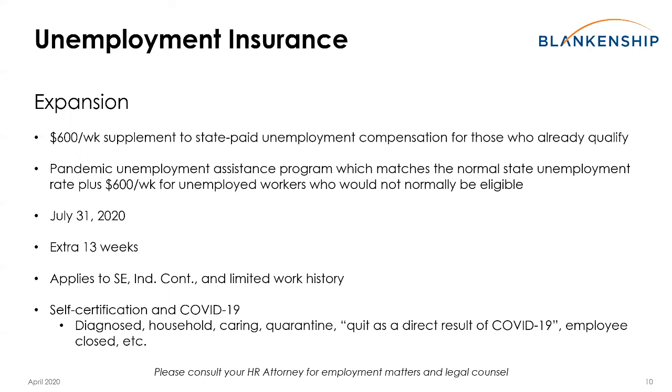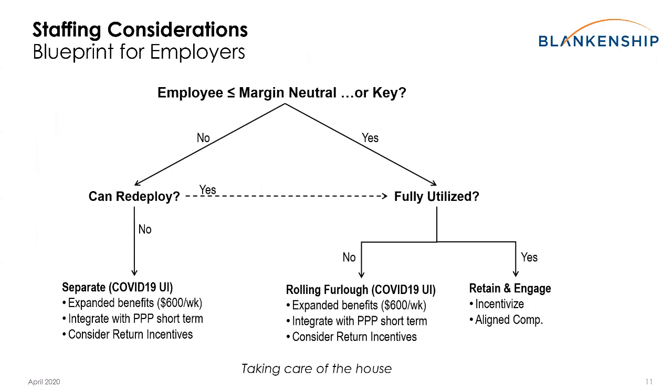Again, the rules, the 1 through 6: diagnosis within your household, you're caring for somebody, quarantine, or you quit as a direct result of COVID-19, or the business is closed, that type of thing. So generally speaking, an expansion of the unemployment insurance. And again, another opportunity to determine if you've got margin to consider here and how this might be part of the blueprint. So I think that's it.